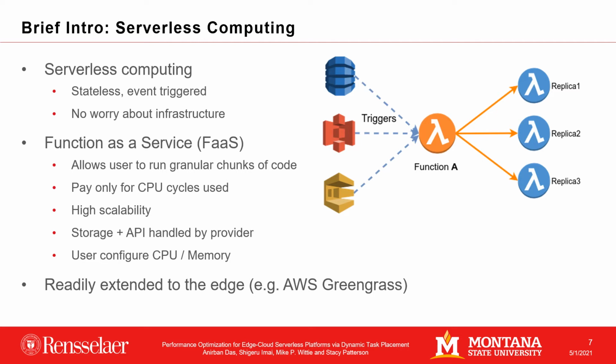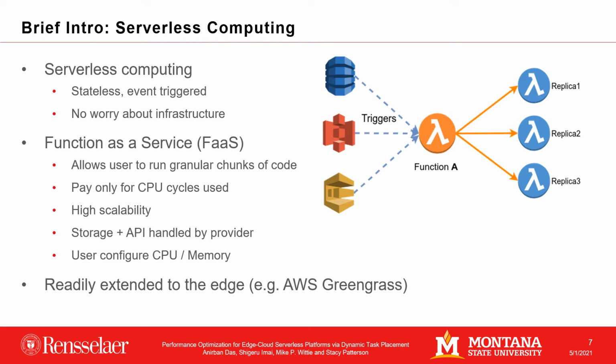It allows the user to generally run granular chunks of code in the form of functions and only pay for the CPU cycles used by those functions. So it's highly scalable because in the way in which these functions are deployed, you can have multiple versions of the same function running, or multiple replicas of the same function running, and these replicas can scale up to many replicas when the incoming workload is higher. So there is high scalability, and the storage and the APIs are usually handled by the cloud provider.